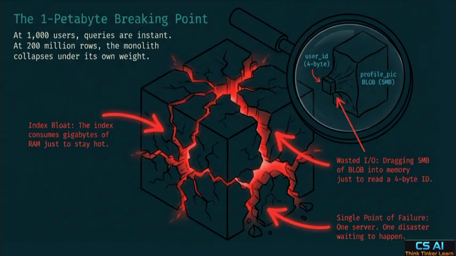You've got index bloating eating up your RAM just to keep things running. Massive blobs like profile pictures turning every simple read into an IO nightmare. And that looming dread of a single point of failure. One server, one bad day, and the whole house of cards comes down. Time to start cutting.